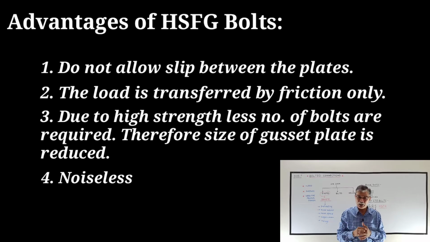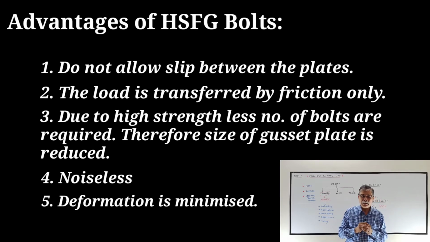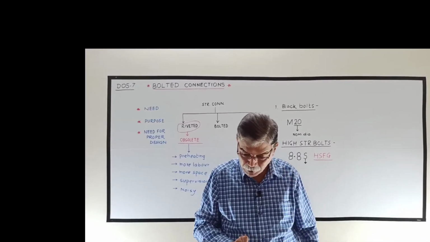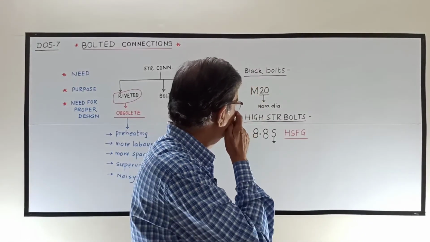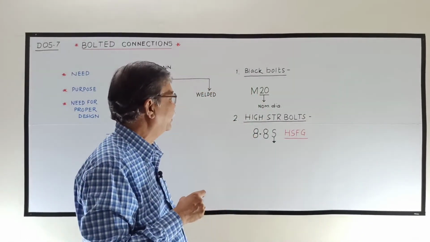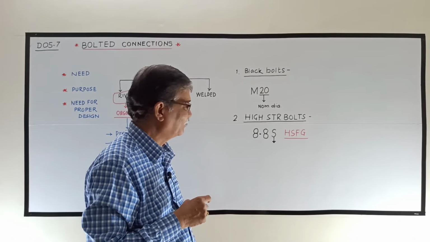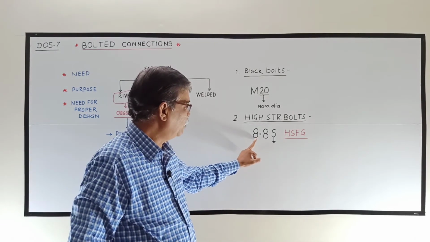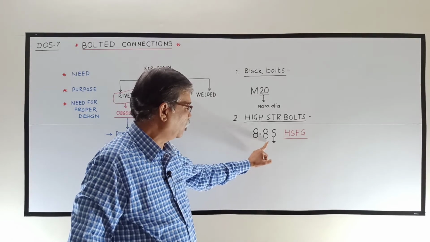The process is noiseless. And the fifth one is that deformations are minimized. As no slip is allowed, there is very little possibility of deformation. Okay. Now, while explaining high strength bolts, I told you one thing, that the minimum property class grade is 8.8S.